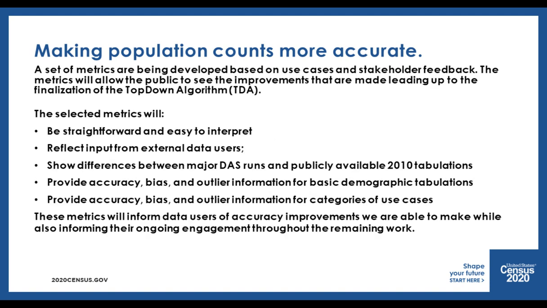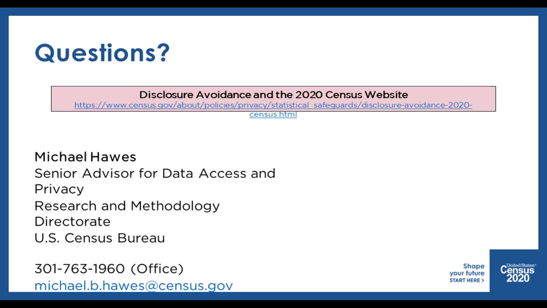But as they say, the proof is in the pudding. We don't want you to just take our word that we're resolving these issues. So we're developing a set of objective metrics based on the priority use cases and the stakeholder feedback that we've received. These metrics will allow us to regularly report out on the improvements we're making to the system and will enable our data users to continue evaluating and informing the remaining work as we continue to improve the system over the rest of the calendar year.